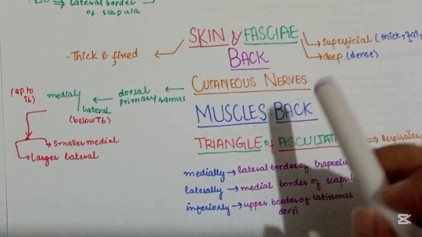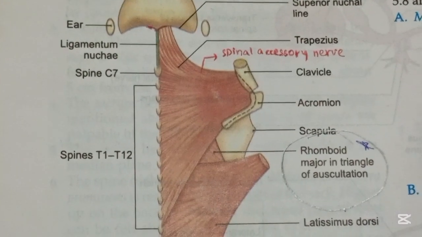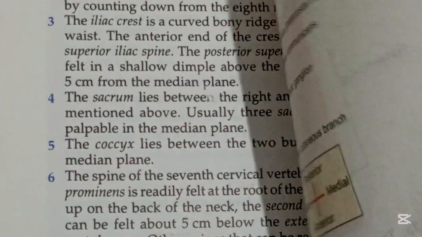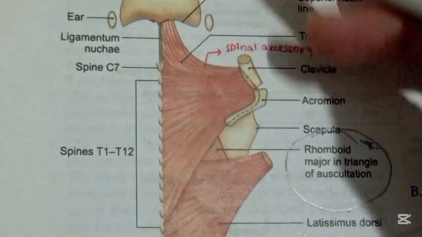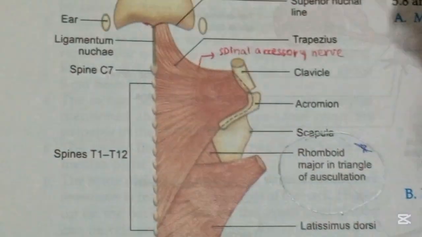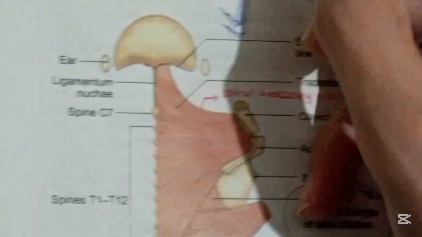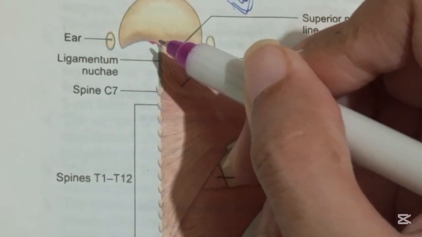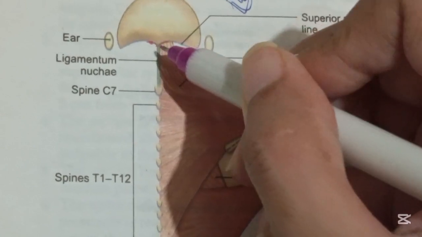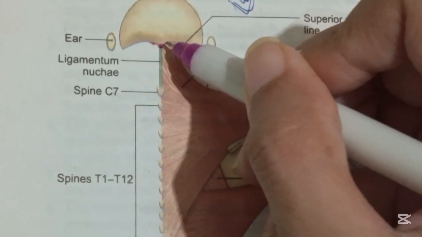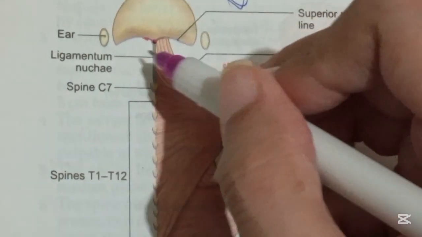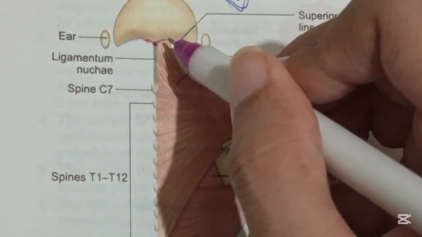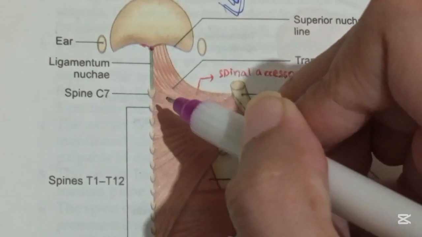Okay, now muscles of the back. Here in this video, only those muscles of the back are covered that are related with the upper arm. So the first muscle is your trapezius muscle. So let me trace its origin. So this is your external occipital protuberance, this point, and this is your superior nuchal line. It originates from medial 1/3 of superior nuchal line.